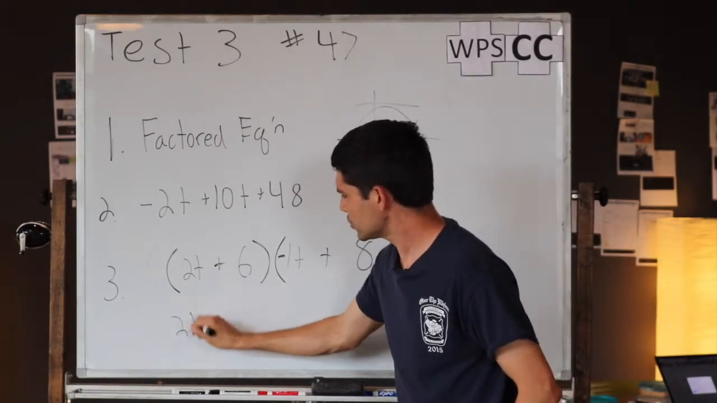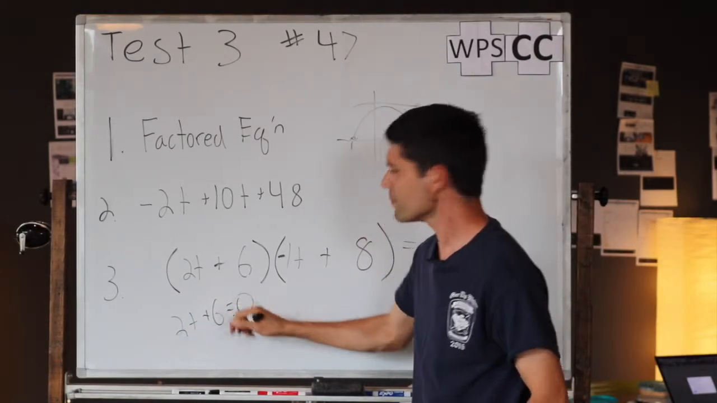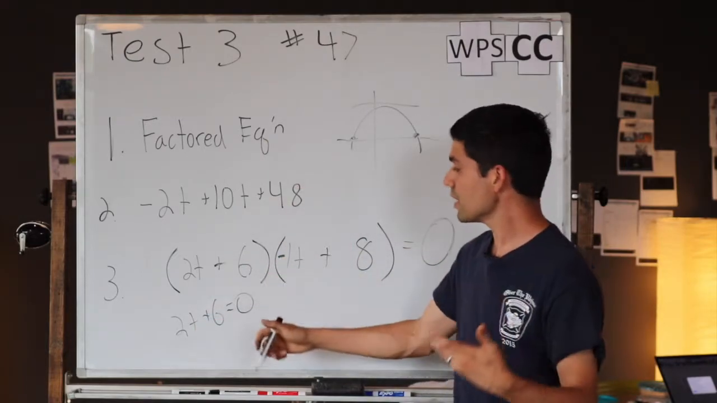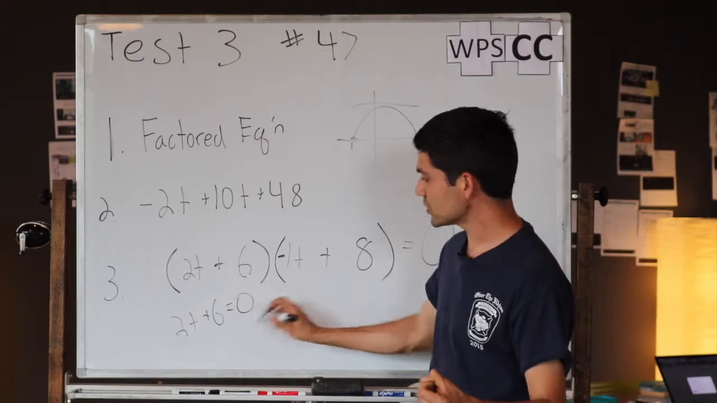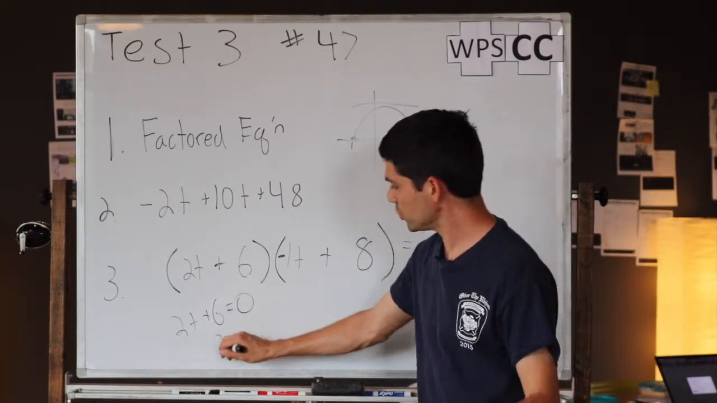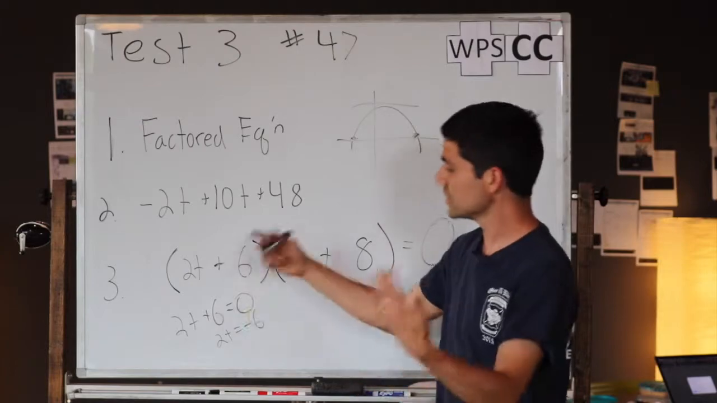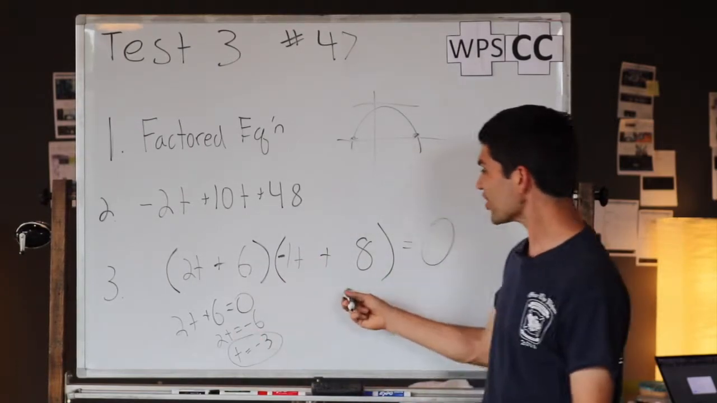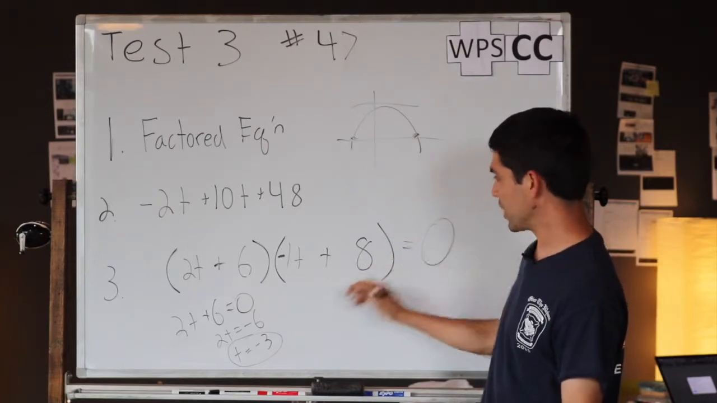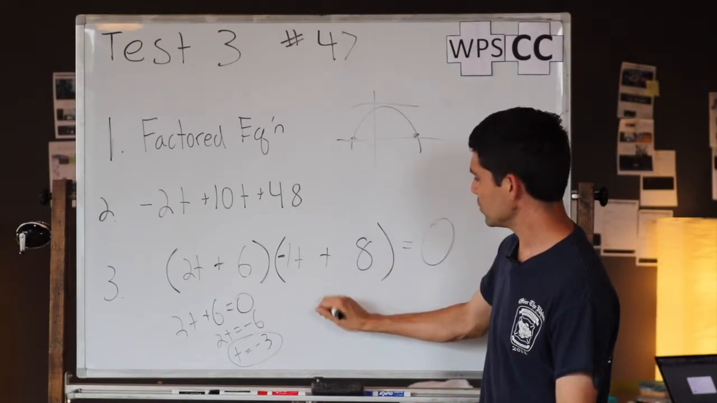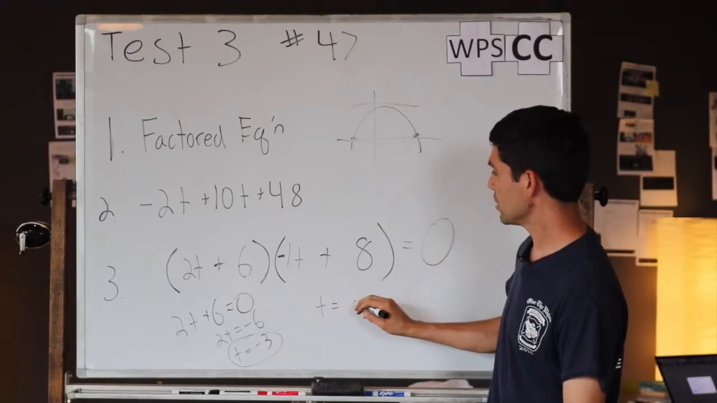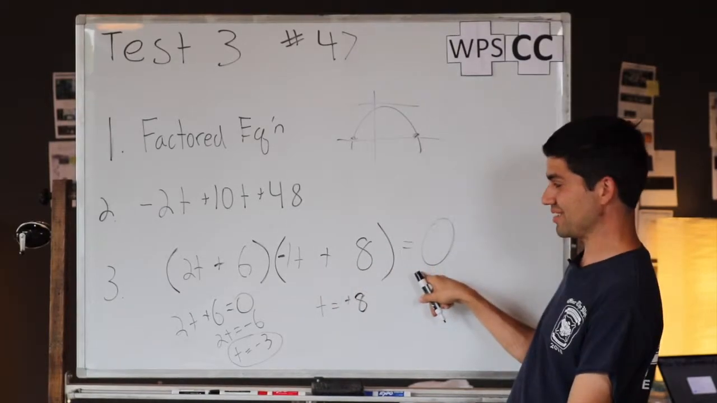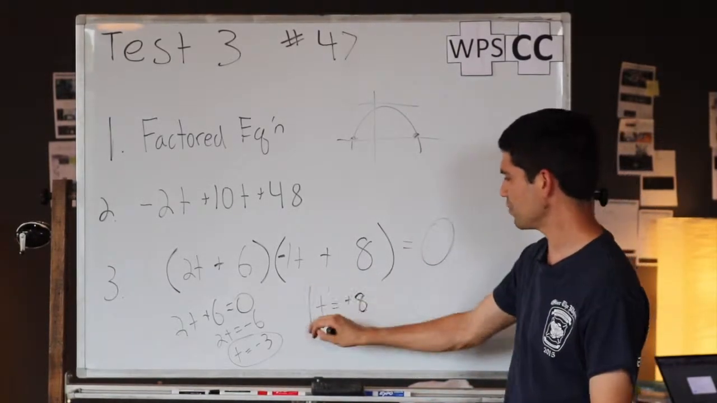So let's set our 2t plus 6 equal to 0. And then let's solve for our t here. Subtract 6. I'm not going to write all the steps. Subtract 6 from both sides. So now you have 2t is equal to -6. Divide by 2. t is equal to -3. And this other one, just subtract 8, divide by negative. So t is equal to +8, right? Because we're subtracting 8, two negatives make a positive.